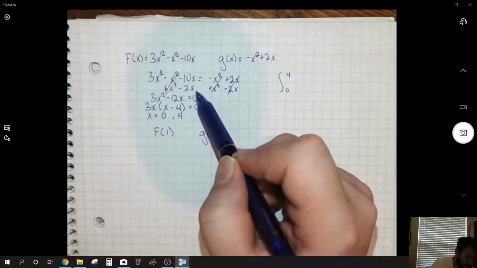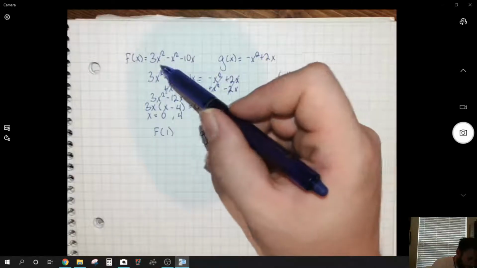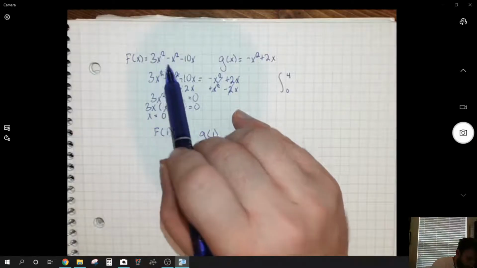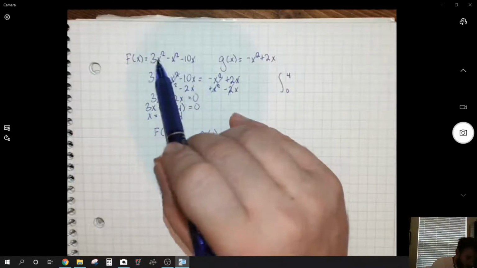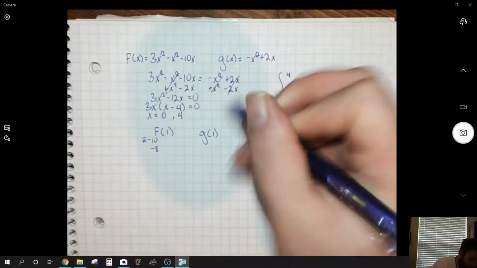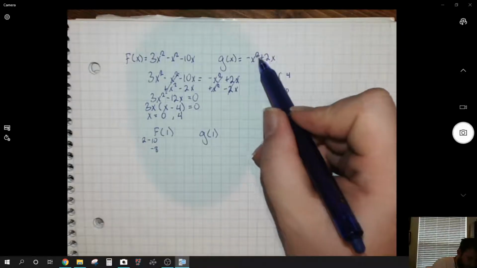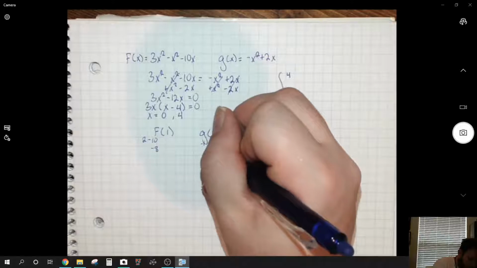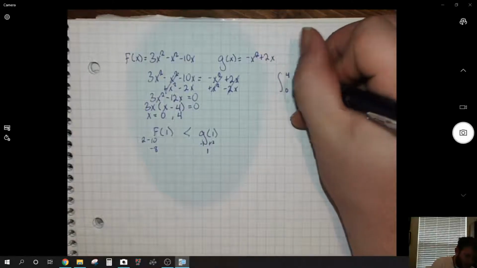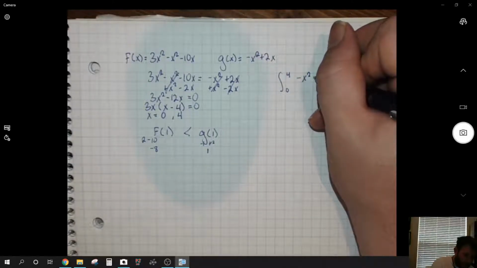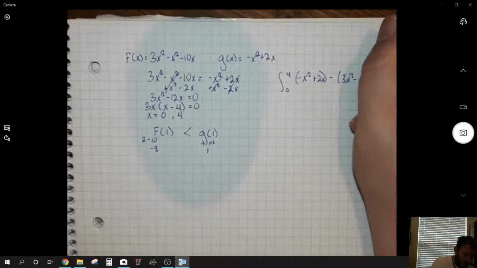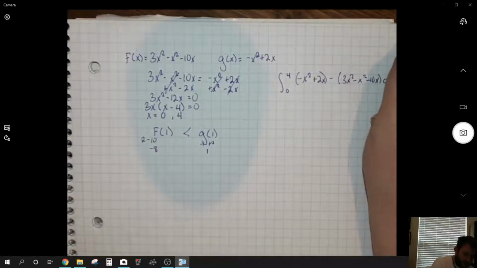Well, I plug in 1. I think I actually wrote down this problem wrong. It's okay, I'll just keep on going. Plug in 1. I get 1, so that's 2. 2 minus 10, which is negative 8. This is 1 squared, so that's negative 1 plus 2, so that's a positive 1. So clearly, g of x is greater. So I'll do negative x squared plus 2x minus 3x squared minus x squared minus 10x dx.